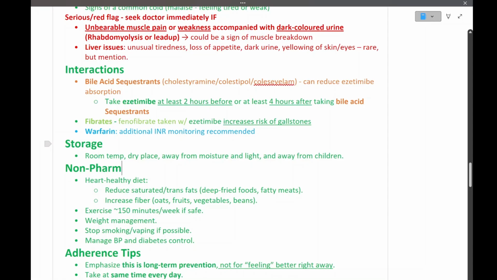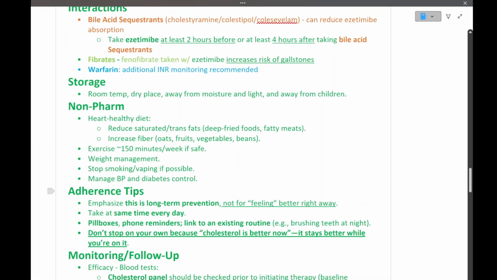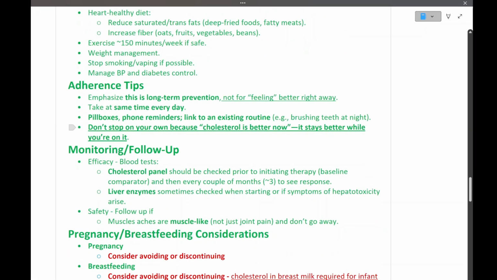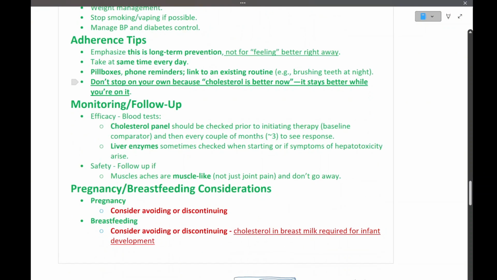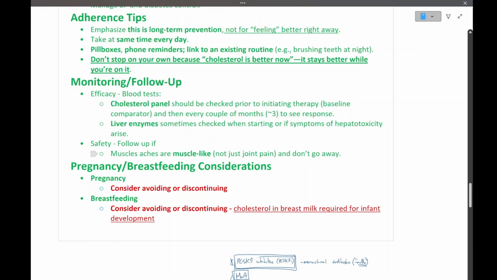In terms of storage, same thing. Non-pharmacological measures, same thing. Adherence tips, again, the same thing. And then monitoring, same thing.